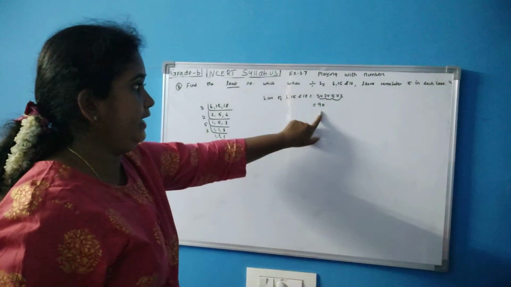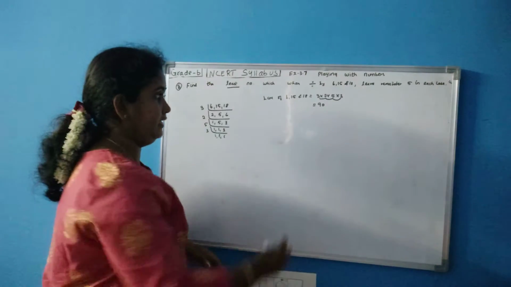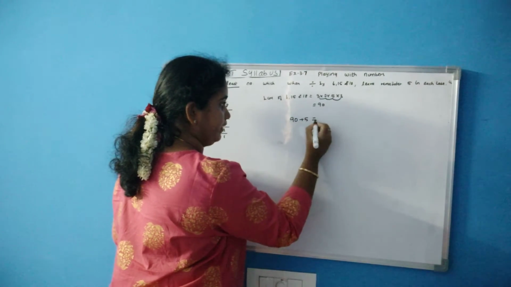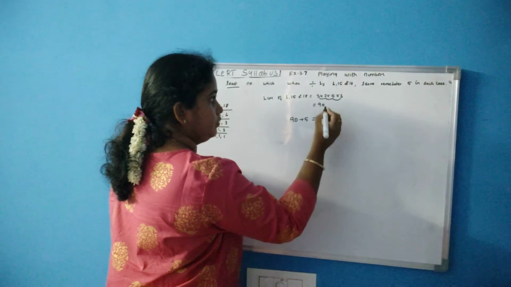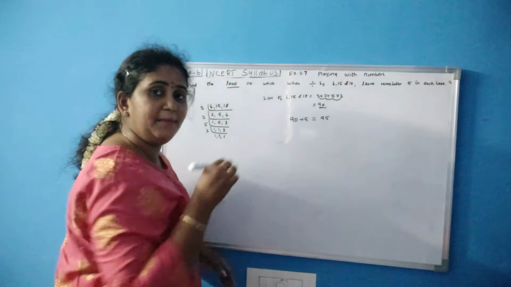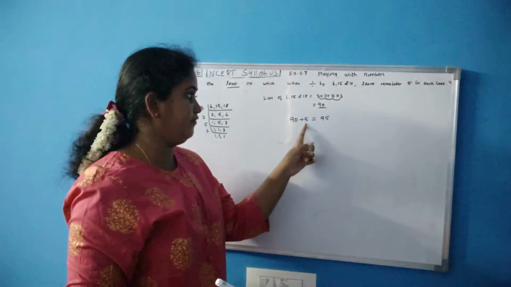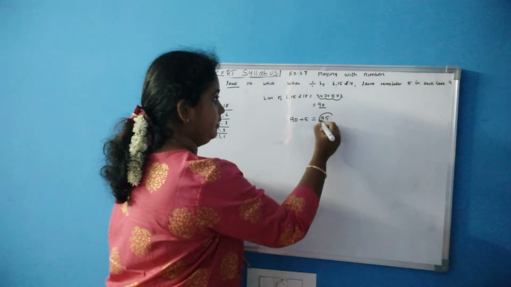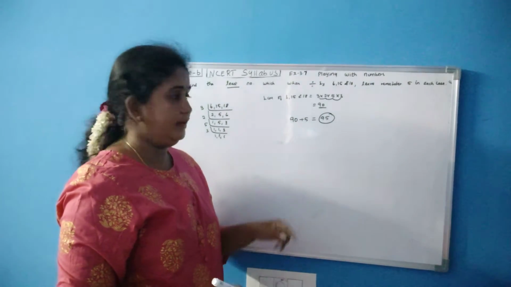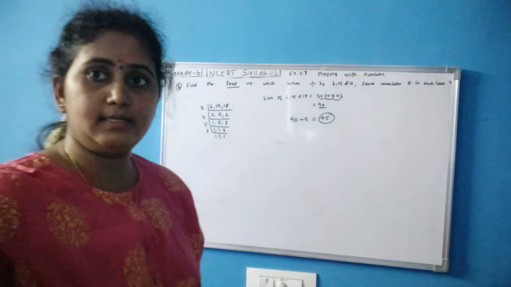So will 90 leave the remainder 5 in each case? We can't say, right? So what I am going to do is I am going to add 5. 90 plus 5 which is equal to 95. So this is exactly divisible by 6, 15 and 18. So if I am adding 5, it will leave the remainder 5, right? So 95 is the number that leaves the remainder 5 when divided by 6, 15 and 18. Did you understand? Now we move on to the next sum.